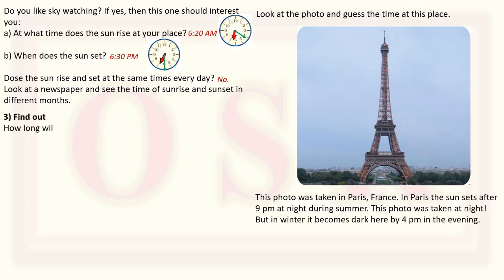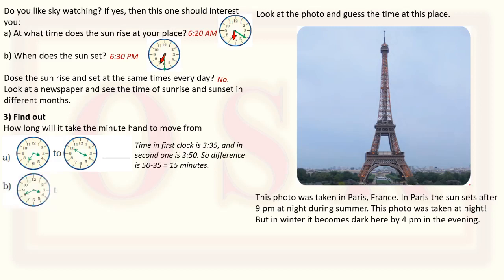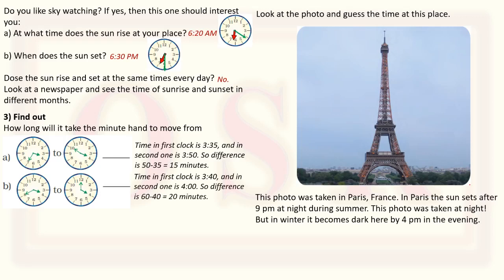Now find out how long it will take the minute's hand to move from this to this place. So look at both the clocks. Time in the first clock is 3:35 and in the second one it's 3:50. So the difference is 50 minus 35, which is 15 minutes. Now in these two clocks, time in the first clock is 3:40 and in the second one is 4 o'clock. So the difference is 60 minus 40, 20 minutes.